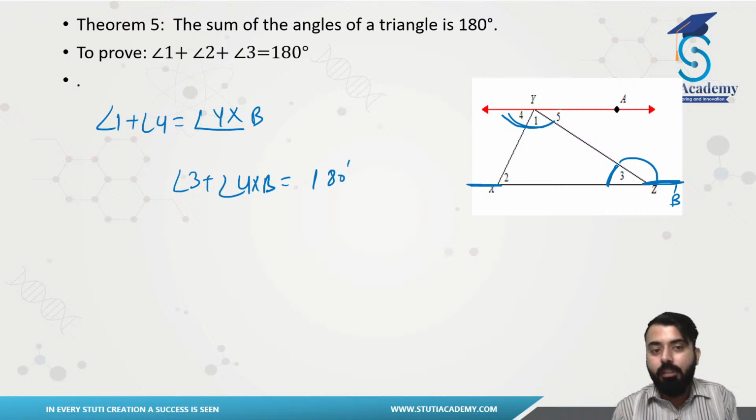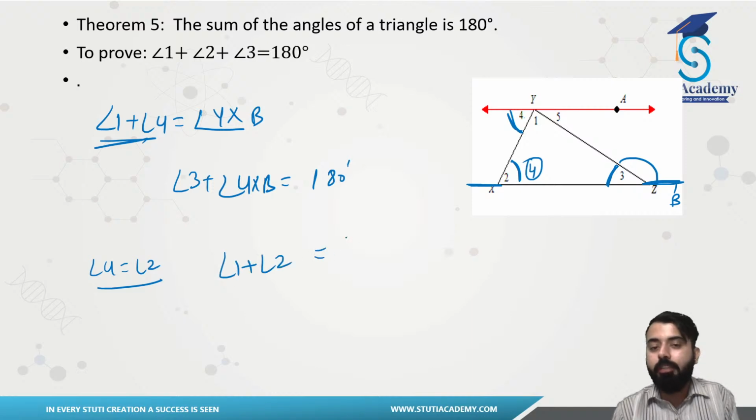And I know this angle 5, sorry, not that one, let's just erase this angle right here, this angle 4. This angle 4 will be the same as angle 2. Angle 4 will be the same as angle 2. So in this case, can I write it like this? Angle 1 plus angle 2 is equal to angle YXB. I hope you are getting this.